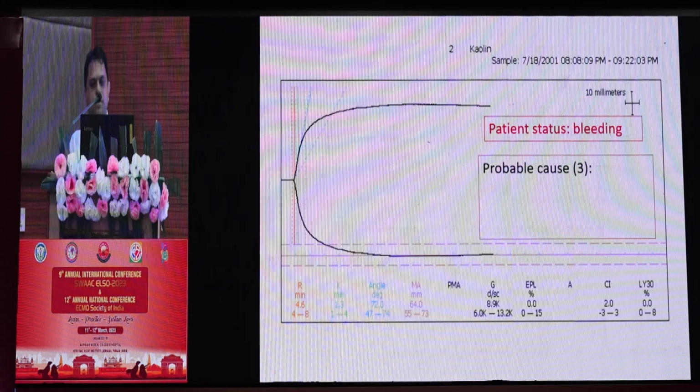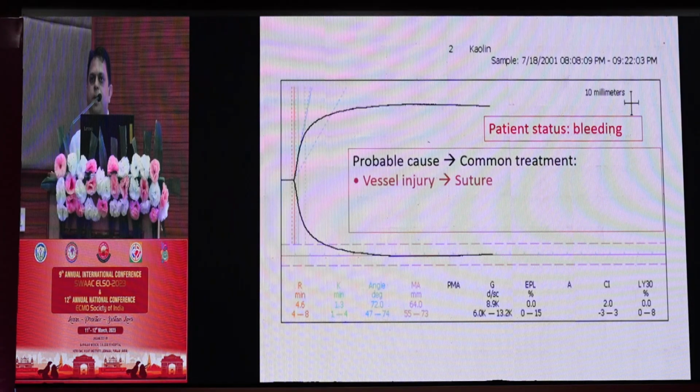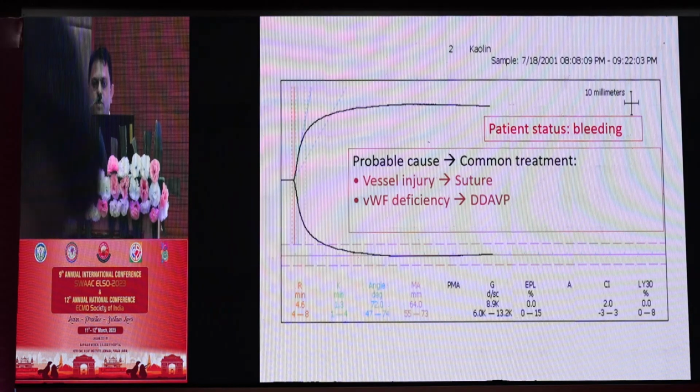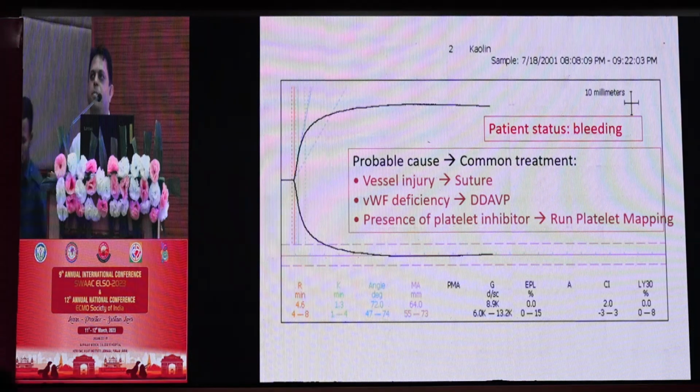Okay. So just to tell you, even TEG does not give you the whole story. But the common sense here: if the patient is bleeding and the TEG is normal, maybe it's a vessel injury. It does not tell you about von Willebrand factor deficiencies. It does not tell you about the presence of platelet inhibitors. So with a normal TEG and a bleeding patient, you need to figure out these two things. And the treatment would be to suture the patient. For von Willebrand, you need to give desmopressin. For platelet inhibitors, you need to run a platelet mapping.